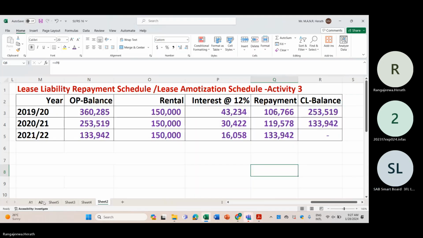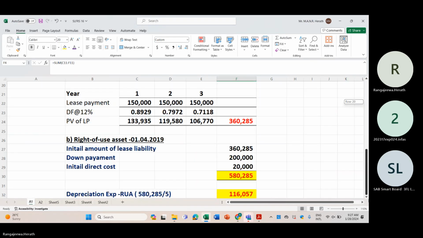Activity 3 is discussed from the lessee's side. Three lease payments of 150, 150, 150 are paid, and the interest rate is 12%. From the lessor's point of view, the lessor is going to receive 150, 150, 150 over 3 years. The interest rate is 12%. When you discount it, the lease receivable is 360,285.